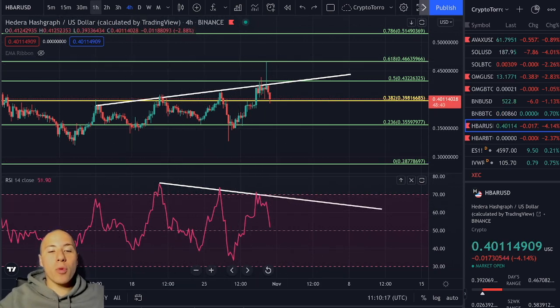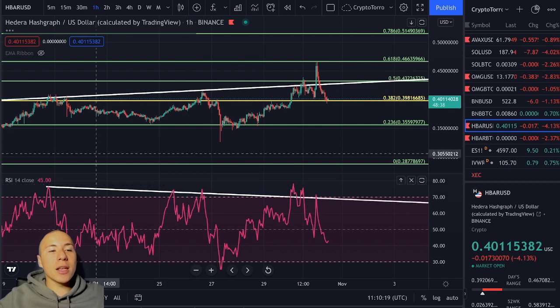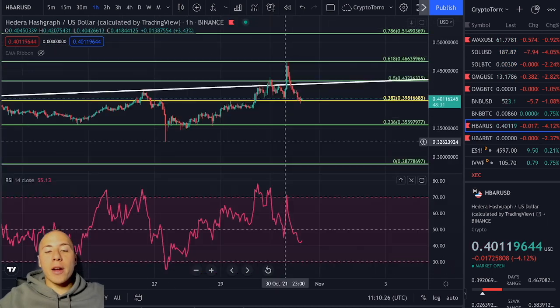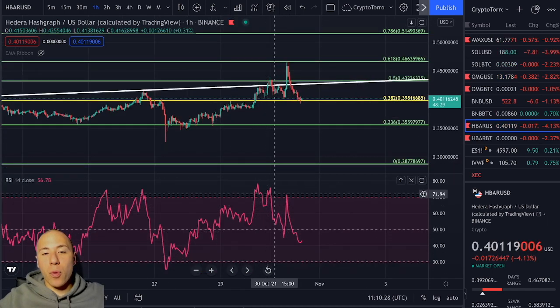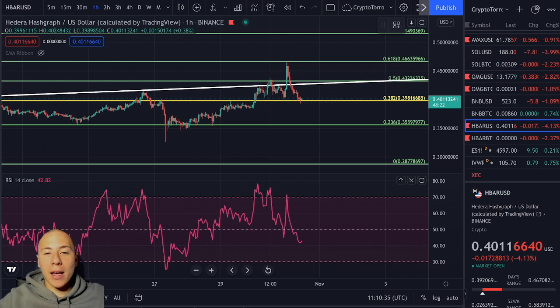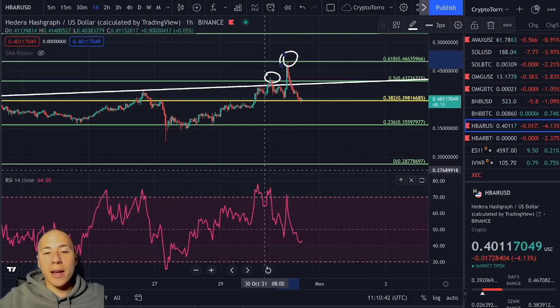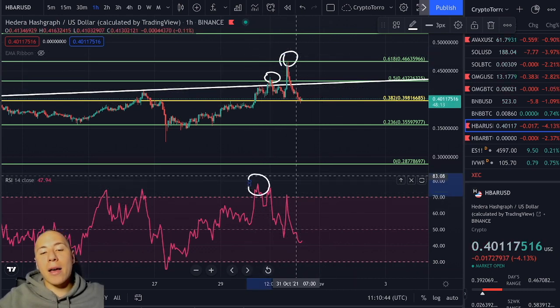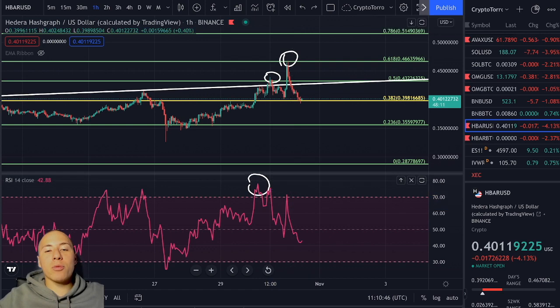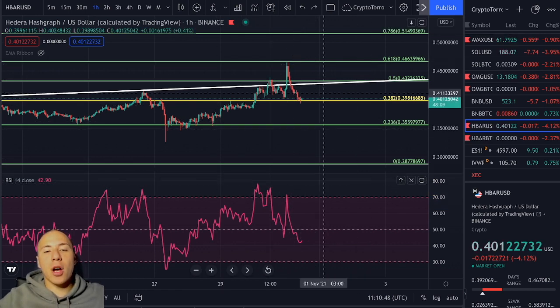If we go towards the 1-hourly time frame, it looks a little bit different. Right over here, we have seen a quite different turn, because we had created a higher high on the chart. You can clearly see this was a higher high than the previous high, but we created a lower high on the RSI. Therefore, once again, a bearish divergence on Hedera.